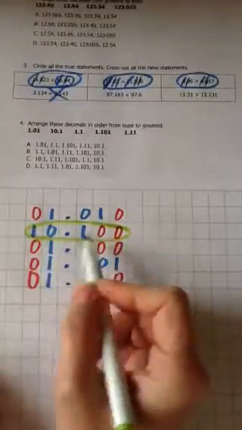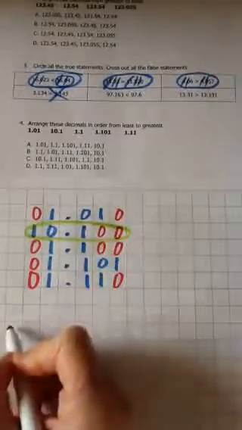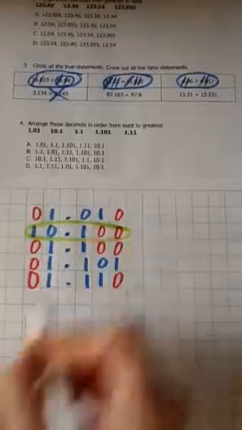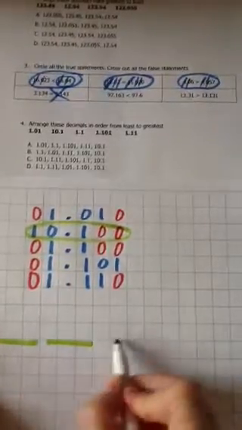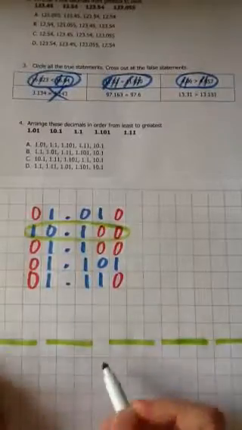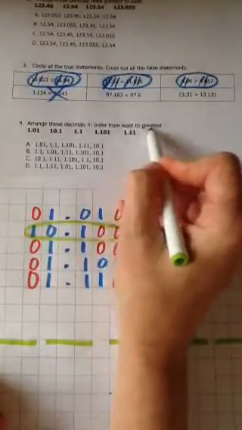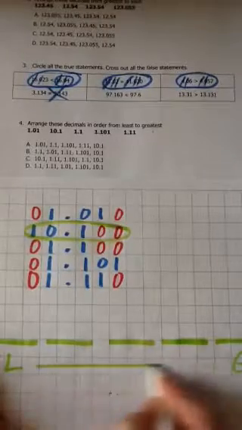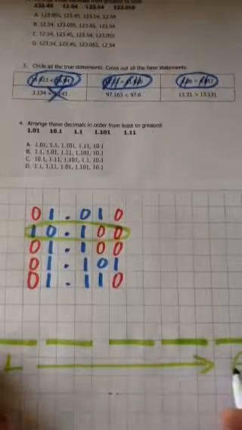Okay, so we're going to put out our spaces. How many numbers are there? 1, 2, 3, 4, 5. There are 5 numbers that we're going to be arranging in order. What are we doing? Least to greatest. So I'm going to put an L here and a G here because we're going from least to greatest.